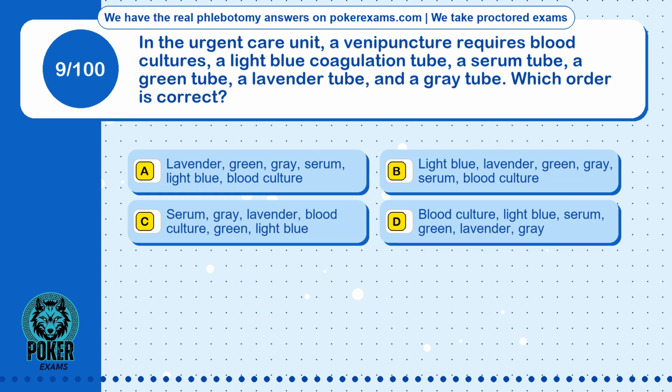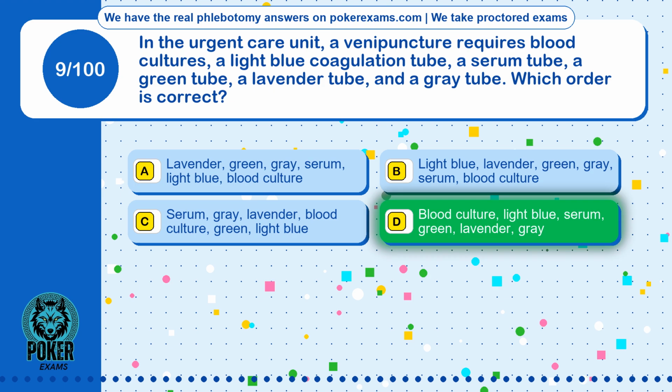Question 9. In the urgent care unit, a venipuncture requires blood cultures, a light blue coagulation tube, a serum tube, a green tube, a lavender tube, and a gray tube. Which order is correct? Option A. Lavender, green, gray, serum, light blue, blood culture. Option B. Light blue, lavender, green, gray, serum, blood culture. Option C. Serum, gray, lavender, blood culture, green, light blue. Option D. Blood culture, light blue, serum, green, lavender, gray.